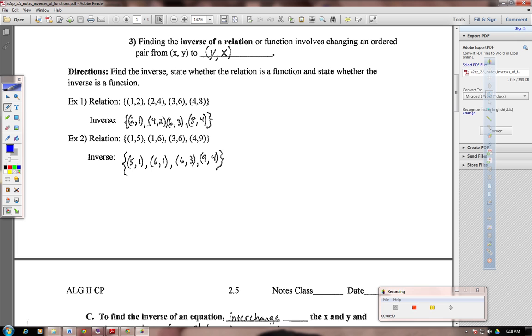Now, is the inverse of that relation a function? Well, the inverse of it, remember, we just swap around the x's and the y's, and you see that no x values repeat themselves. So, yes, the inverse is also a function. If you look at example 2, that relation is not a function, and its inverse is not a function. The relation is not a function because they're repeating x values of 1. 1 maps to 5, and 1 maps to 6. And then the inverse of that relation, 6 maps to 1, and 6 maps to 3. So that's not a function.